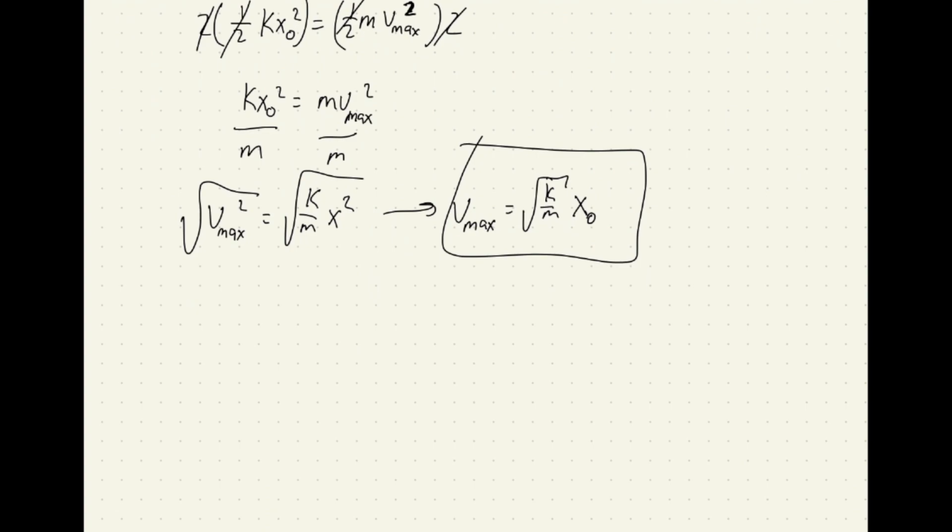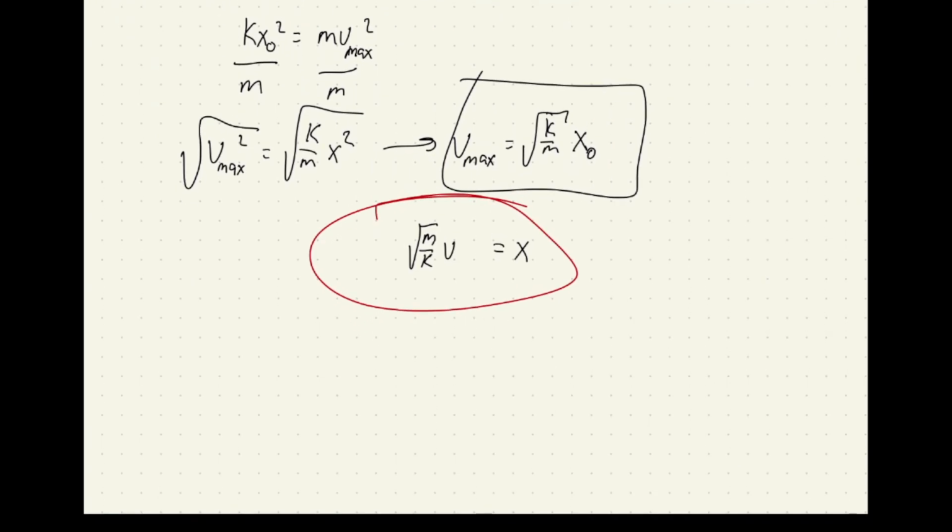So if I multiply both sides of this equation by the square root of m over k, I get the square root of m over k times vmax is equal to, well, those square roots will cancel out, and I'll just get x. And I'm just going to get rid of these subscripts for now because we're talking less about this problem and more about things in general. And this equation that I've circled in red is really, really important for these types of systems where we have an oscillating mass.